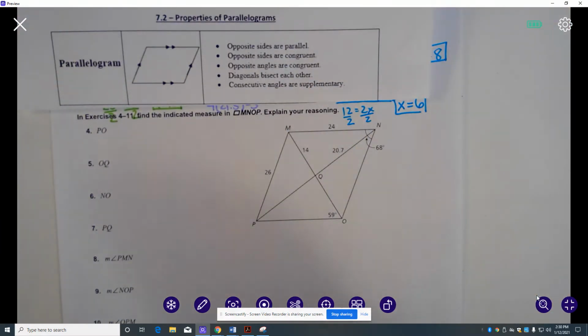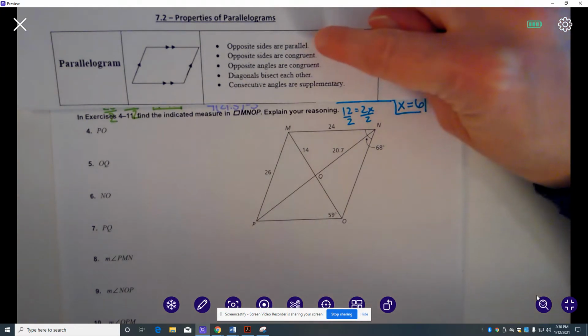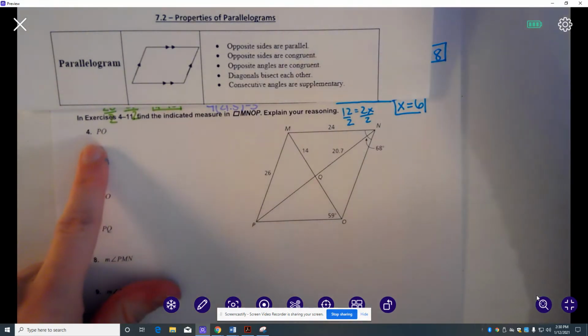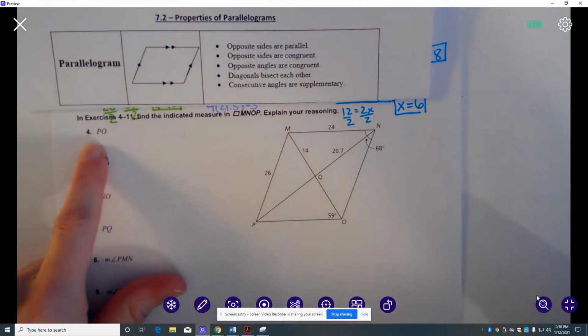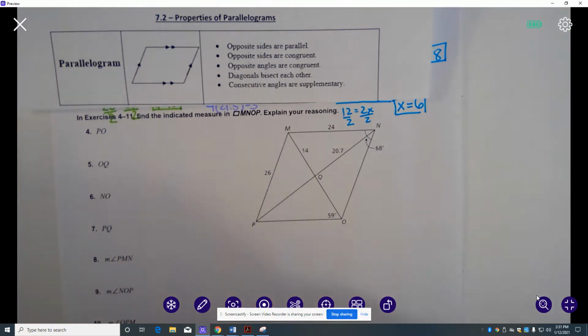All right, so for the first 4, we're going to be looking at lengths of segments. And so we're not really interested in angles. We are interested in the properties right now that deal with side lengths and diagonals because those will tell us about lengths of segments in our picture. So the first length we need to find is PO, the length of PO. This is one side of the parallelogram.